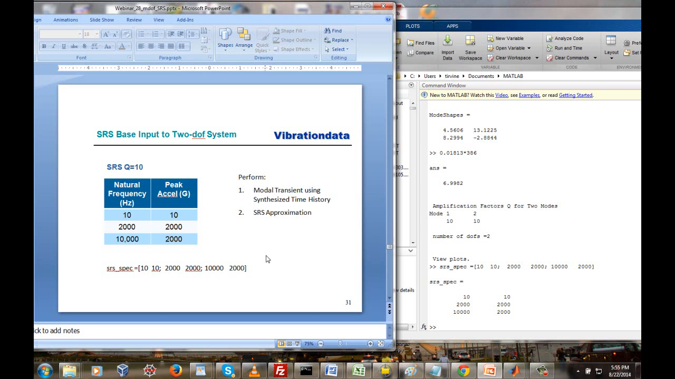So we have two different ways of doing this. We're going to do first a modal transient analysis. And to do this, we need to synthesize a time history to satisfy this SRS, which actually I've already done, and that file is available on the blog. Then method 2, we're going to do the SRS approximation methods, and that will be the ABSUB method and the SRSS method.